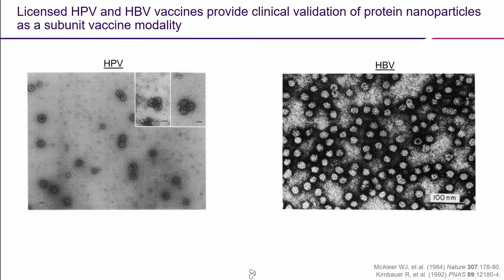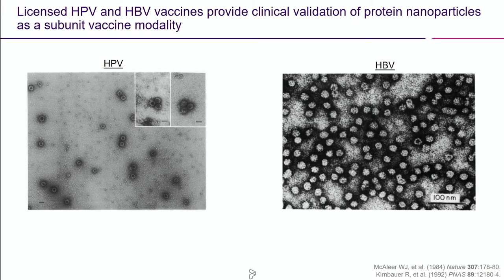So we have clinical experience with protein nanoparticle vaccines. The licensed vaccines for human papillomavirus and hepatitis B are self-assembling protein nanoparticles. These are really remarkably effective subunit vaccines that just contain one recombinant antigen. They are not derived from the whole pathogen. And so these vaccines are examples of how this repetition or these nanoparticle vaccines can really be quite effective.